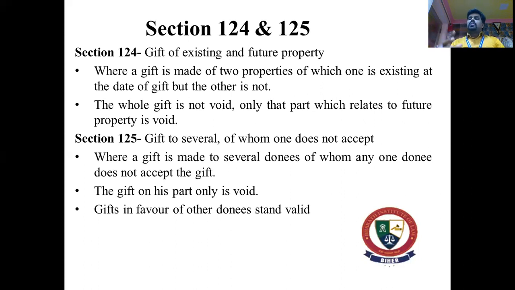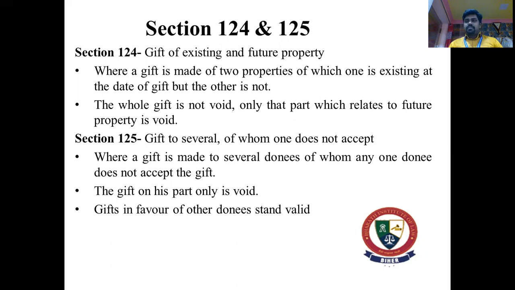So if person B does not want the gift, let's say he rejects the gift or denies it, and person A accepts the gift, then A can enjoy the gift. As far as B is concerned, no transfer has been made. It will be deemed that no transfer is made, or let's say the gift in favor of the other donee stands valid. So the gift which has been made for other donees stands valid.